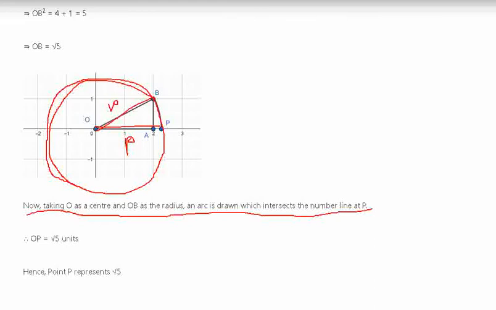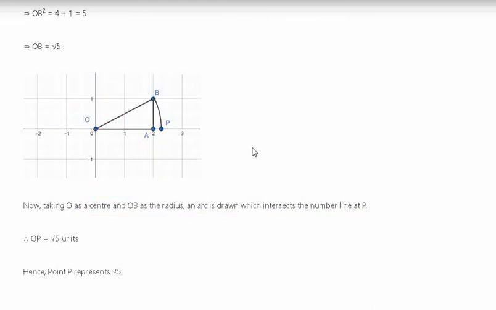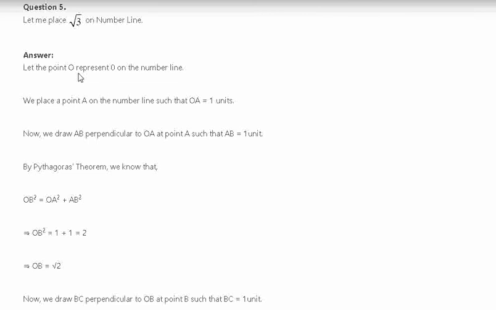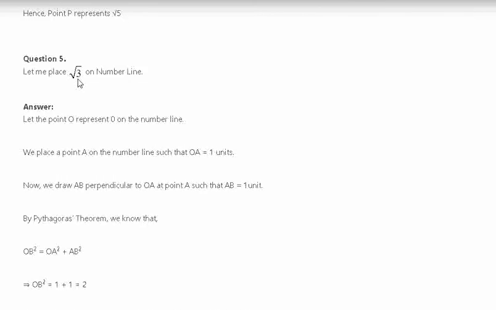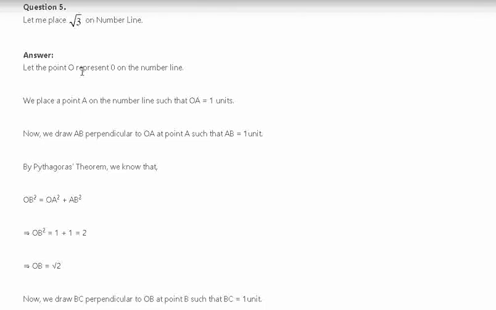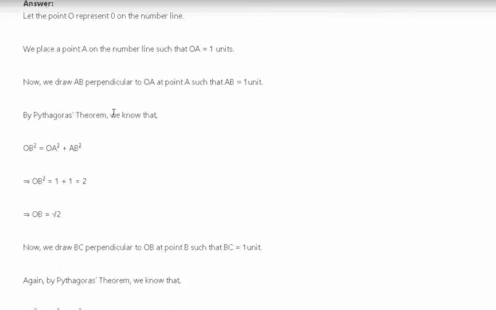So OP equals root 5 units. Hence point P represents root 5. Let me place root 3 on the number line. Let the point O represent 0 on the number line. We place a point A on the number line such that OA equals 1 unit. Now we draw AB perpendicular to OA at the point A such that AB is 1 unit.